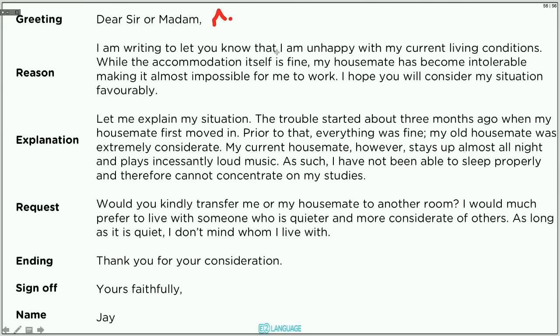We're memorizing this phrase up to here. Memorizing this phrase up to here. We're memorizing this entire ending. We're memorizing the sign-off. And of course, you memorize your own name. So in fact, all we have to write is this part here, this part here, this part here. Cool. But that's where it starts to get tricky.